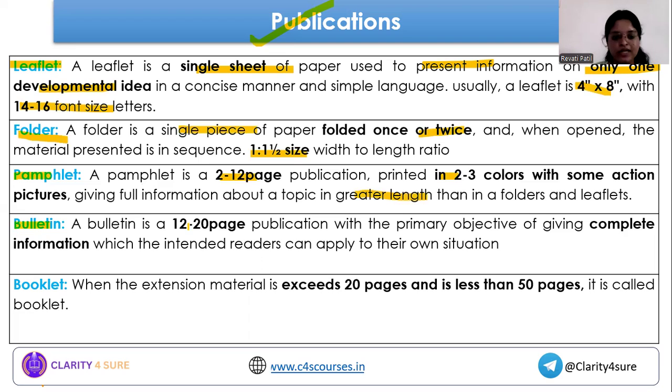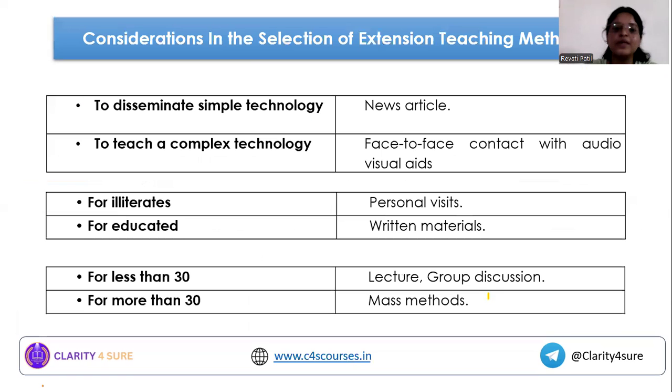Next is bulletin. Bulletin is a 12 to 20 pages publication with the primary objective to complete the information which we want to convey to our readers. And the booklet exceeds 20 pages, but it's less than 50 pages. So yes, this was it for today's topic.